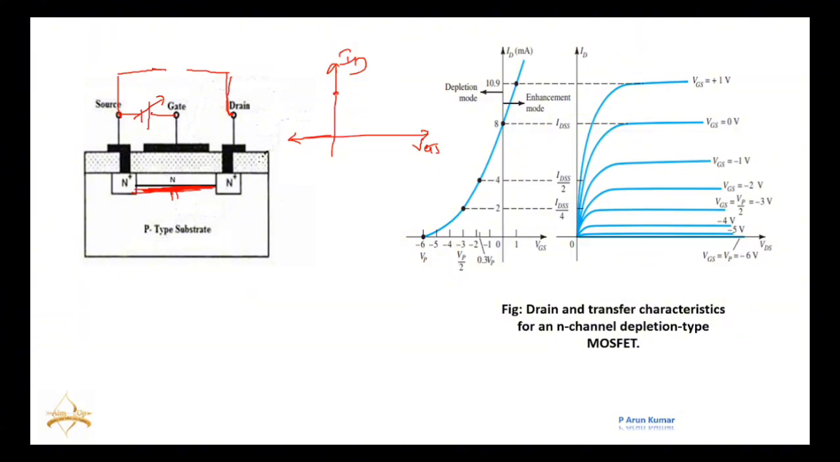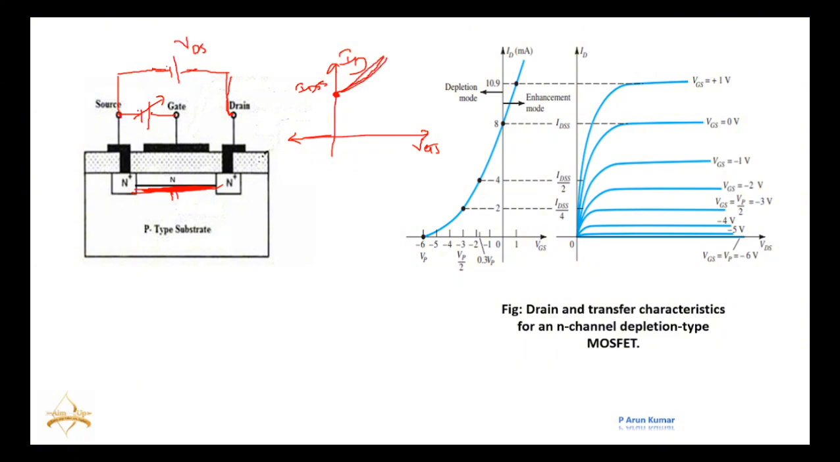At VGS equals 0, the current is maximum. Some current will be there. Let us say that current is IDSS. If I increase this VGS in positive direction, then channel width also increases. Then if I give some positive VDS, as VGS increases, the channel also increases. Because of that, current also goes on increasing like this.